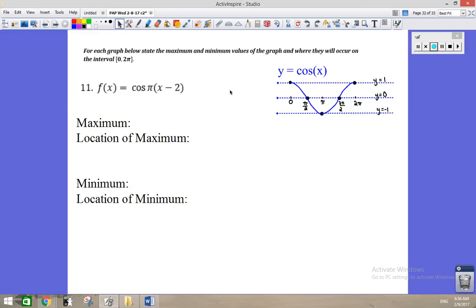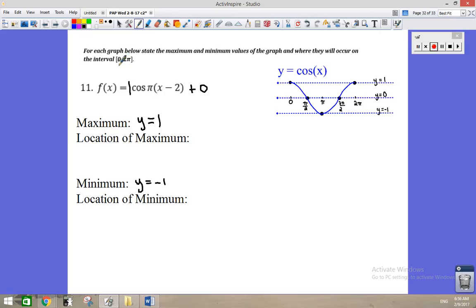So here we're not changing the center line. We're not lifting the graph up or pushing it down, so it has the same center line. The amplitude is 1. So if you're on this center line, if you go up 1 unit, you'll be at the maximum. 0 plus 1 is 1. If you go down 1 unit, 0 minus 1, you'll be at the min. So those are fairly easy to identify.